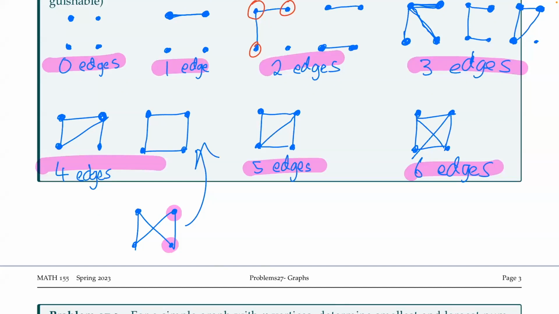So a loop is where we have a vertex connected to itself. And a parallel edge is where 2 vertices are connected by 2 edges. Okay, that's a good question. Any other questions? Yes.